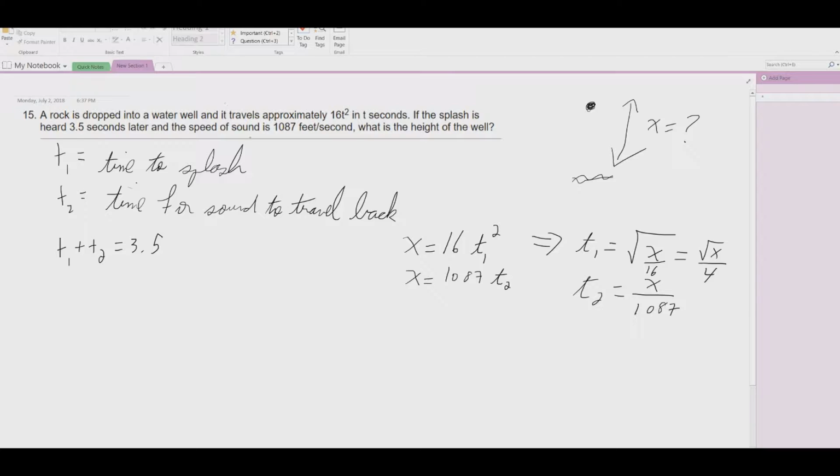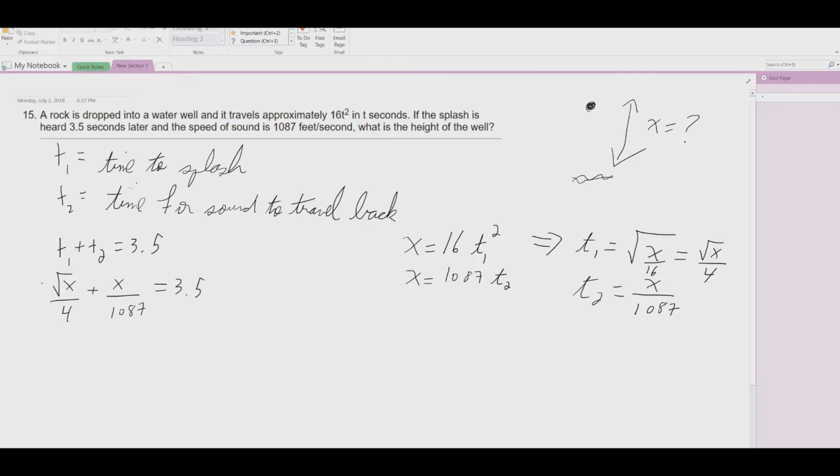So the key here is just to use everything that's given to you in the problem. We had the time between when the rock is dropped and we hear the splash, and we also have the speed of the rock itself, or the distance that it travels in any given amount of time. And we also have the speed of sound. So using each of those statements, we have a corresponding equation. So since we solve for t1 and t2, we can plug it back in, because we know these two quantities, when we add them together, should give 3.5, and we get the following: square root of x over 4 plus x over 1087 is equal to 3.5.